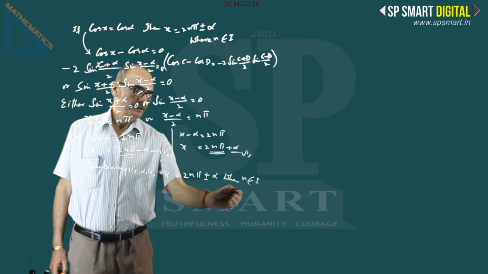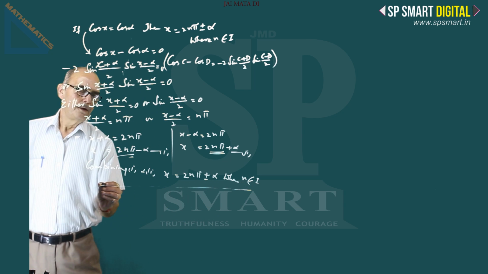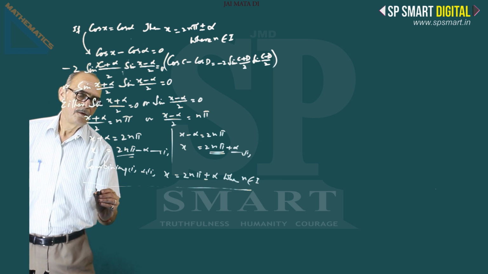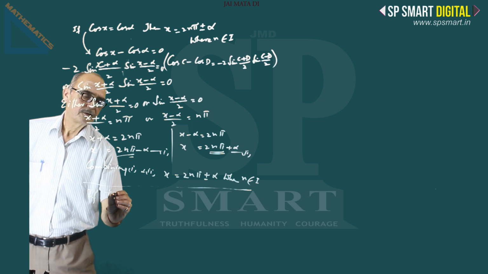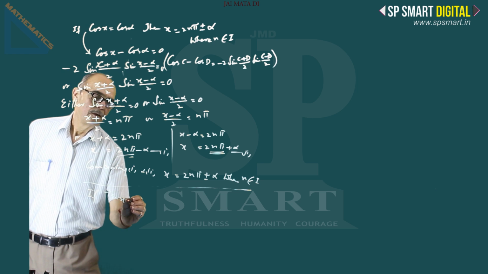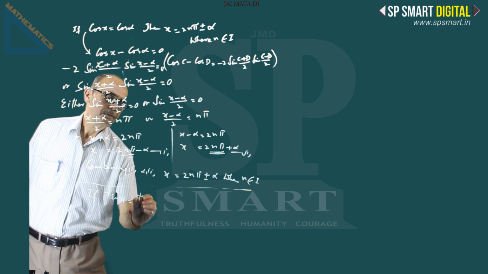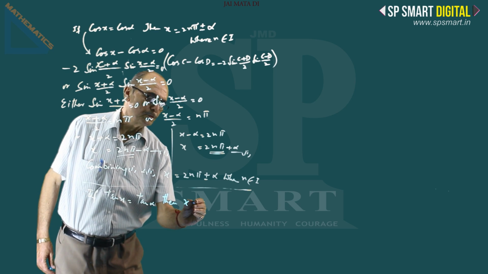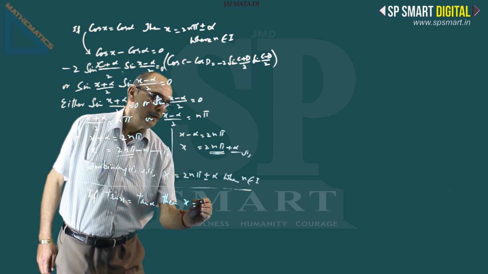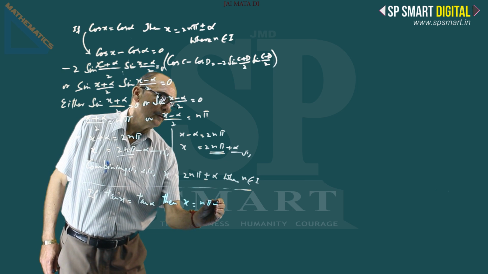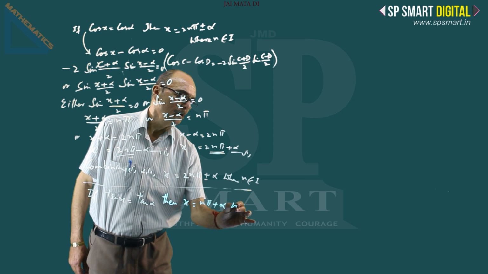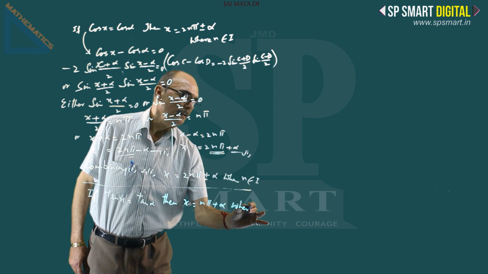Then the third result is, next, if tan of x equal to tan of alpha, x equals n pi plus alpha, where n is an integer.